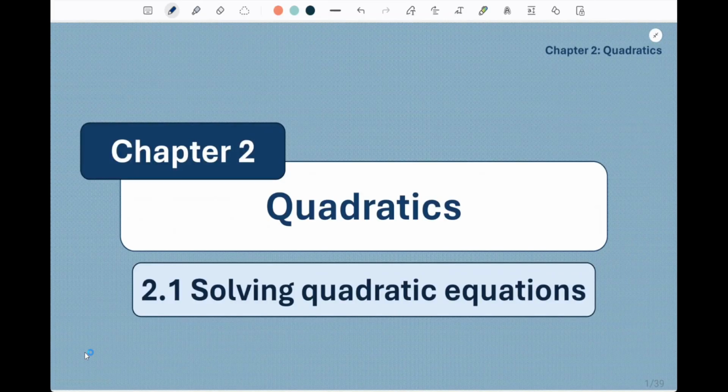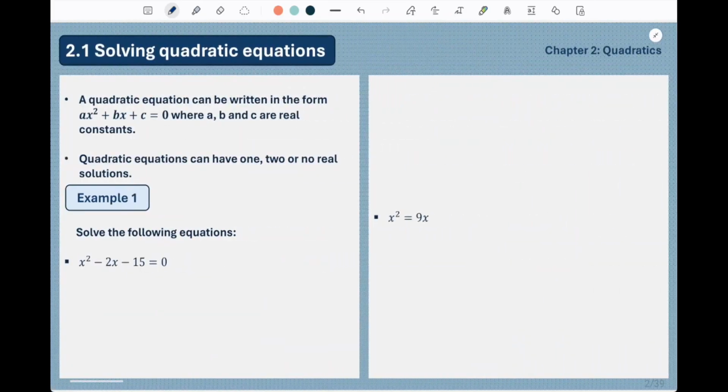Hello everyone, so today we're going to go through a very popular topic, quadratics, and we're going to be solving some quadratic equations. So what is a quadratic equation? A quadratic equation can be written in the form ax squared plus bx plus c, as you can see here, equal to 0, where a, b, and c are real constants.